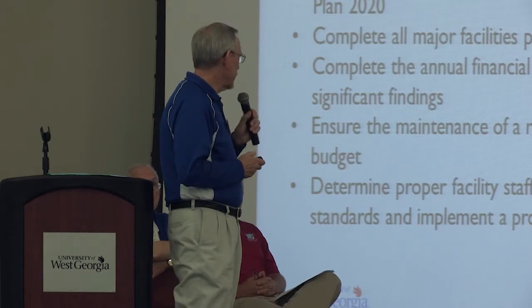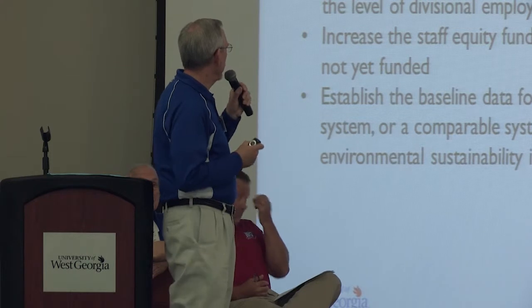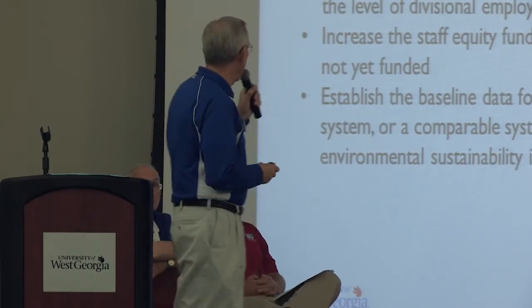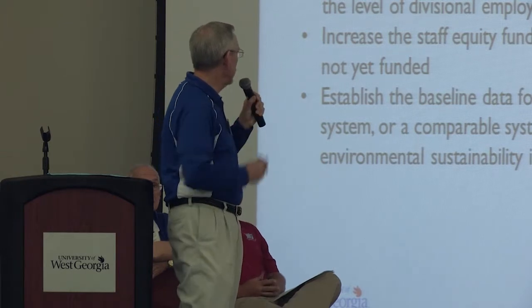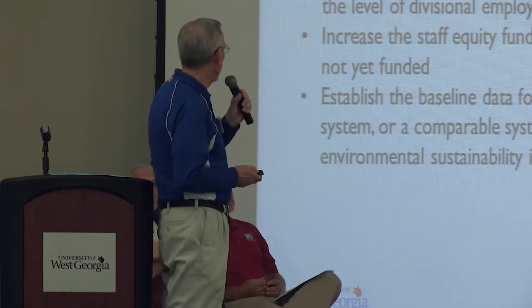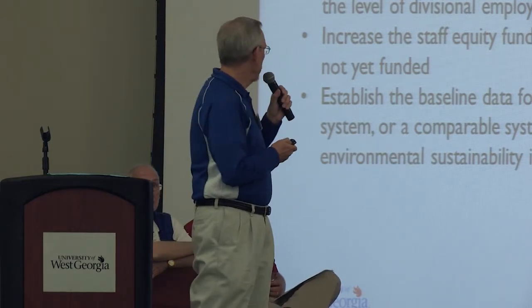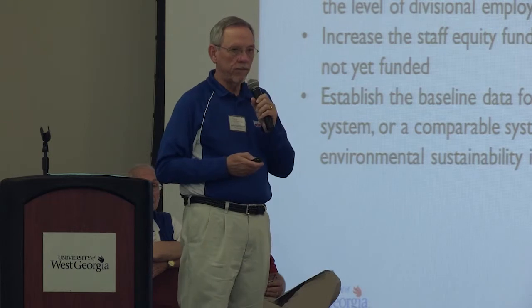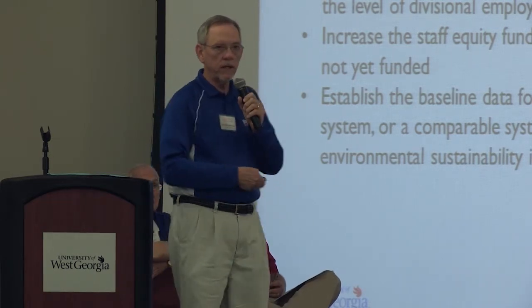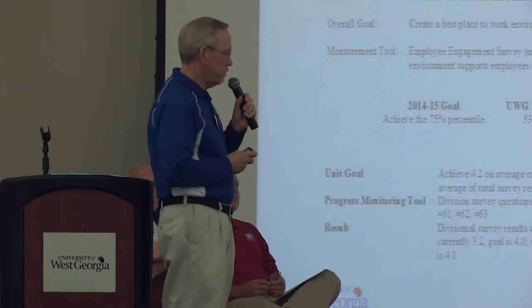Determine proper facility staffing, we talked about that. Follow up with all business and finance divisional units on the Engage West survey rollout with the objective of improving the level of divisional employee engagement to 75%, and we are working hard at that. Increase the staff equity funding to include those pay grades not yet funded. Establish the baseline data for the ASHE STARS ranking, and then we have the action plan.